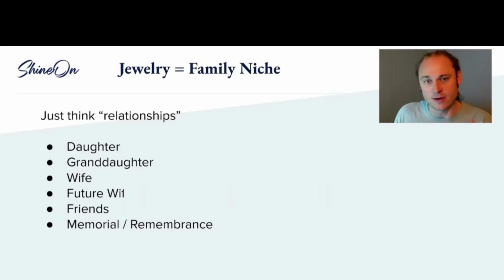First, when you're thinking about family and you're trying to choose your niche, you need to think about the relationships that exist within a family. So you have daughters, granddaughters, wives, future wives, and that includes fiancés and girlfriends. You have friends, and then you also have the memorial and remembrance niche, like the ones where somebody has lost a loved one. We can sell jewelry to them as well.